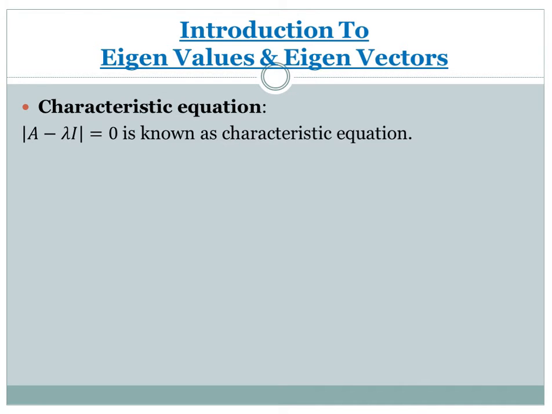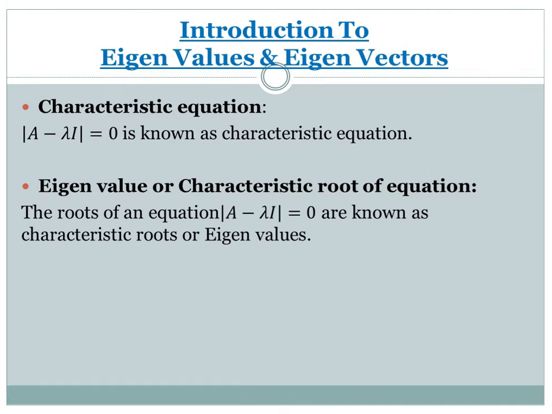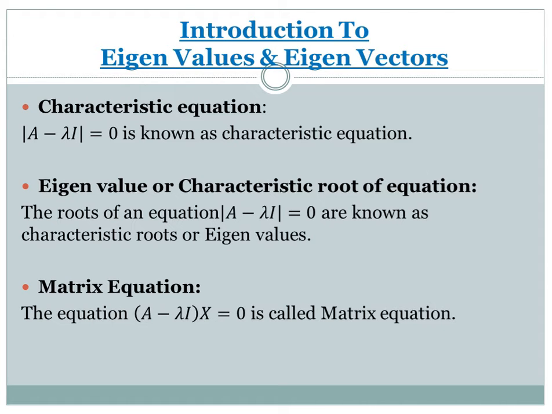And the next point, eigenvalue or characteristic root of the equation. If we solve the characteristic equation, determinant of A minus lambda I equal to 0, then you will get the roots which are known as characteristic roots or eigenvalues. This is an important concept. Eigenvalues are nothing but the roots of the characteristic equation. The next point is the matrix equation. The equation (A minus lambda I) x equal to 0 is known as the matrix equation.